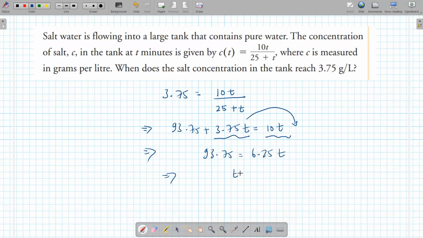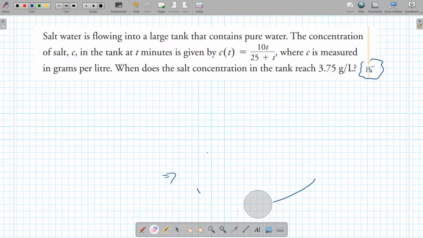And the answer is 15 minutes, because t's in minutes. So after 15 minutes, the y value of this rational function will be 3.75, okay? Easy enough?